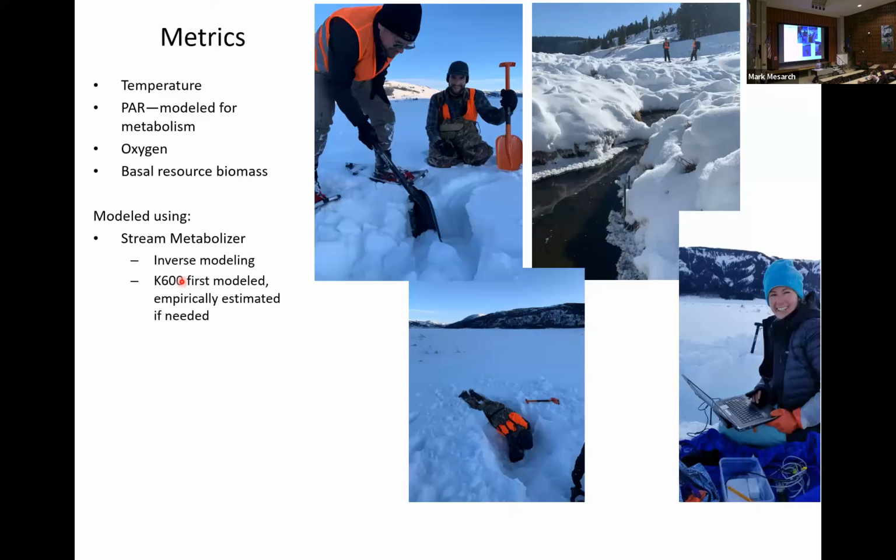And K600 is a parameter that is really important for this, and it describes gas reaeration in the stream. So the amount of atmospheric exchange of gas you might have, which of course, when you're trying to estimate the biotic portion of that, we have to be able to account for that. You can model that particularly in streams that aren't very turbid. And so we attempted that to start with.